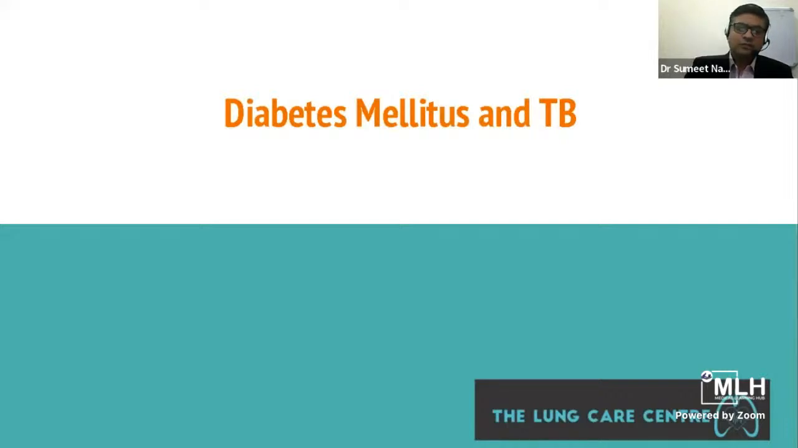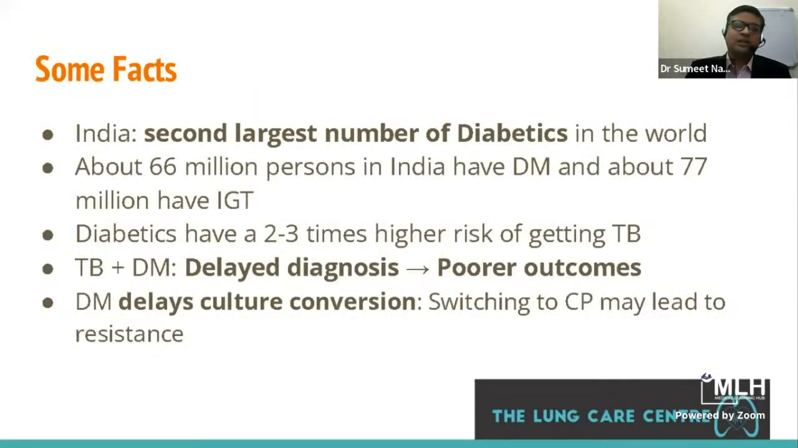Diabetes and tuberculosis. Diabetes is another epidemic which is coming up in India. India has the second largest number of diabetics in the world. Both diabetes and tuberculosis can have delayed diagnosis, and this relates to poorer outcomes, delayed culture conversion and delayed sputum conversion. So one has to be very careful: switching the patient from the intensive phase to the continuation phase should not be done in any patient without being very sure that the patient has microbiologically converted, because it can lead to drug resistance.